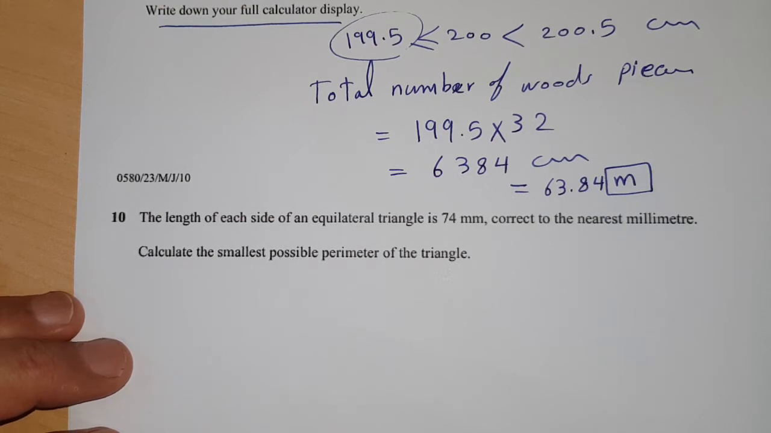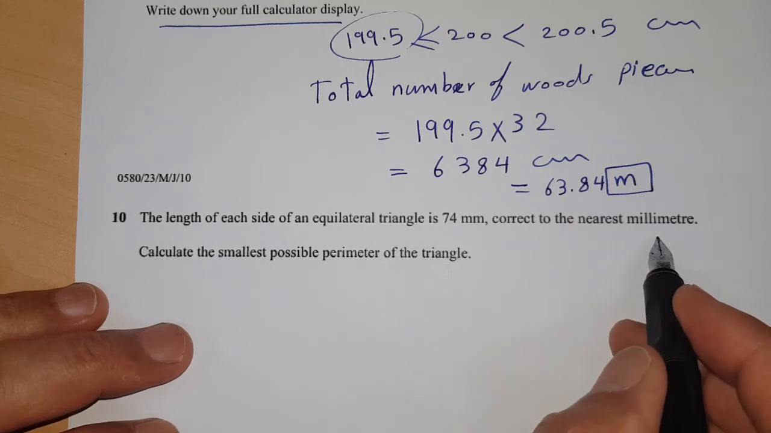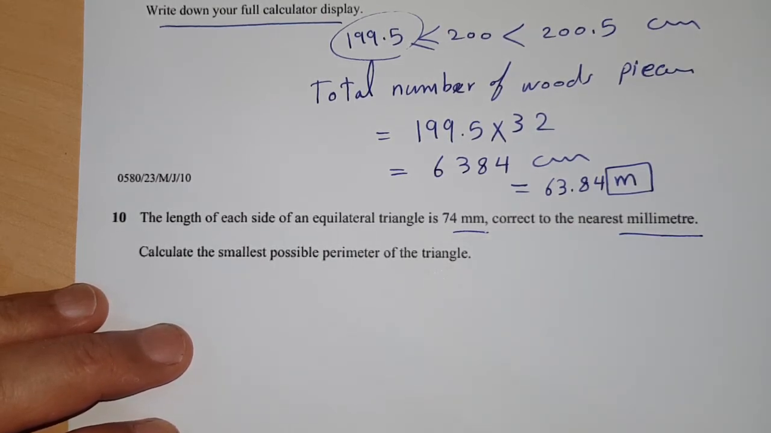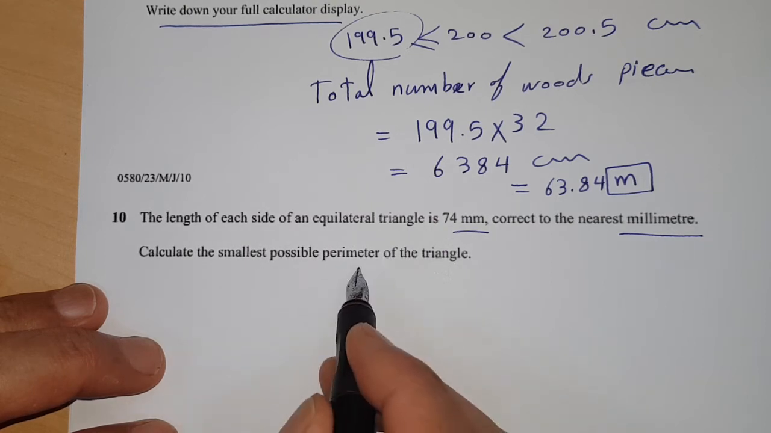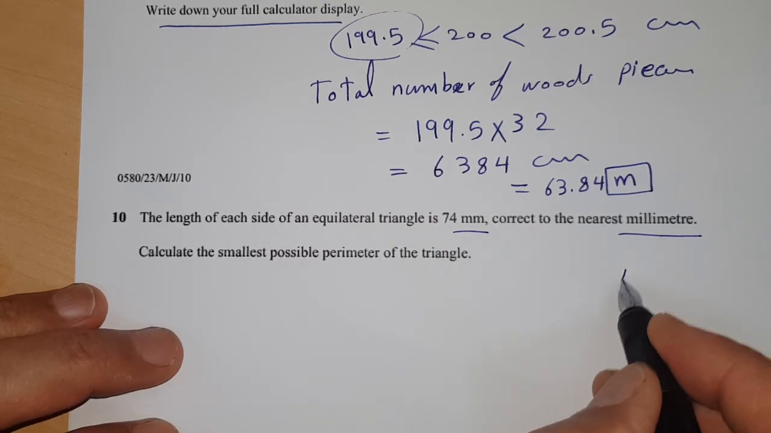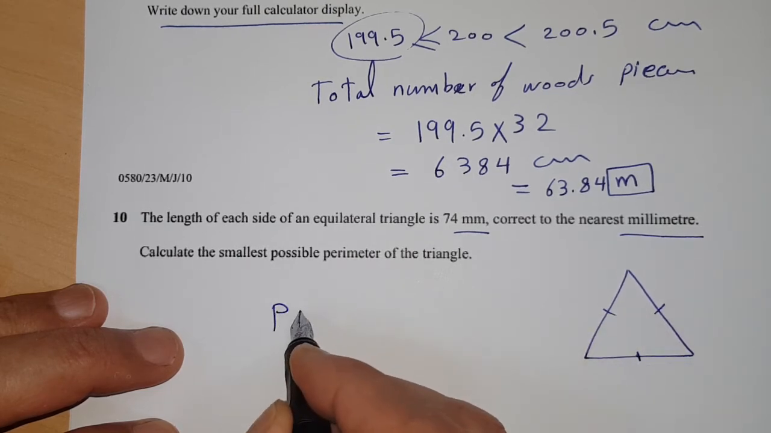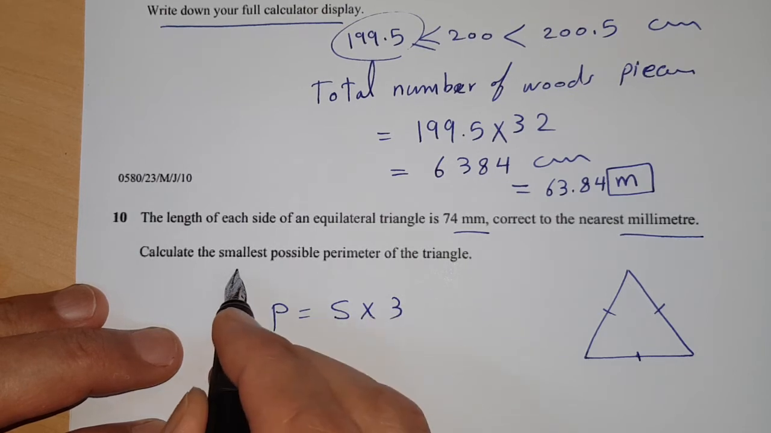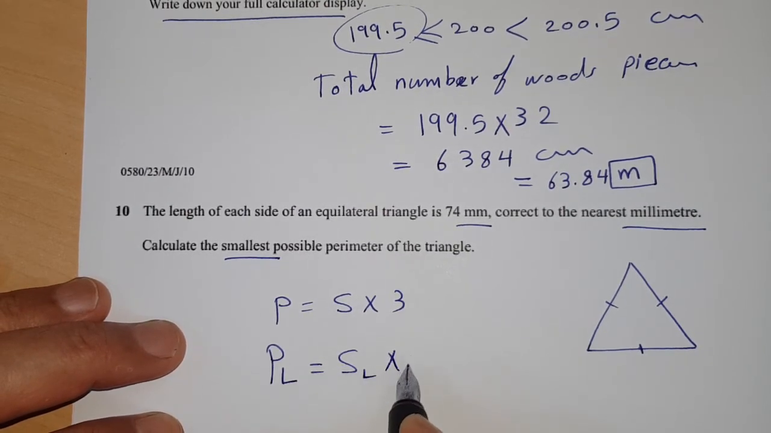The length of each side of an equilateral triangle is 74, correct to the nearest millimeter. Okay? Look, millimeter, millimeter. Be careful of the units. The units are the key here to the correct answer. Calculate the smallest possible perimeter of the triangle. You know the equilateral triangle: all sides are equal, so the perimeter is only one side times 3. I want the smallest perimeter, so the perimeter lower equals S lower times 3.